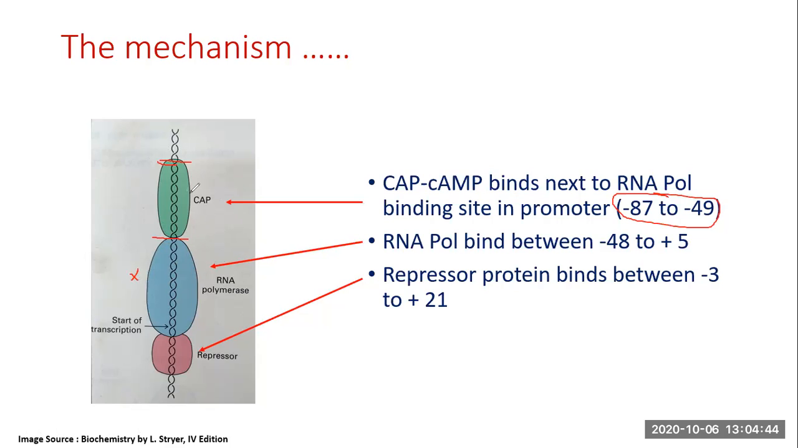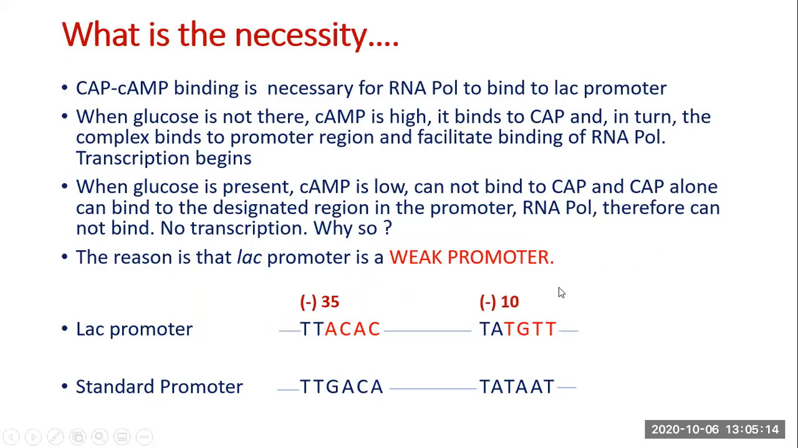Unless cyclic AMP CAP binds here, RNA polymerase will find it difficult to bind to its place. So when glucose is not there, cyclic AMP is high, it binds to CAP, and the cyclic AMP CAP complex comes and sits over here. And when lactose comes into the medium, RNA polymerase can come and bind here, because the presence of lactose induces a conformational change in the repressor protein, and the repressor protein cannot bind to the operator region. We have seen this in yesterday's lecture. So now you know the reason the Lac promoter is a weak promoter. Why is it called weak? Please compare the consensus sequences present in the standard promoter and those present in the Lac promoter.